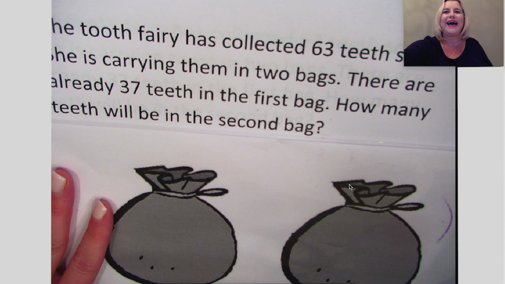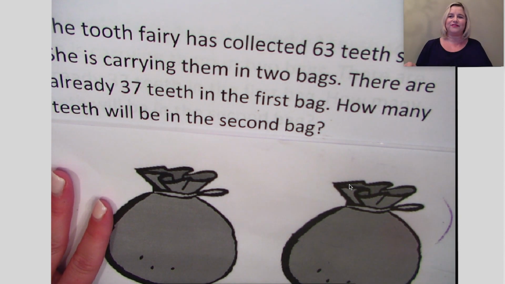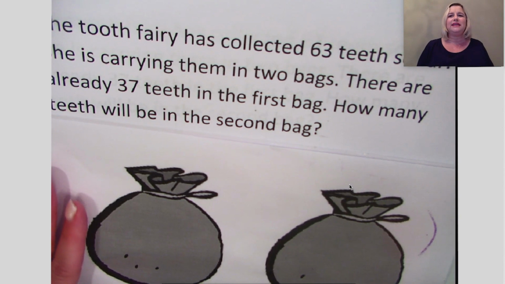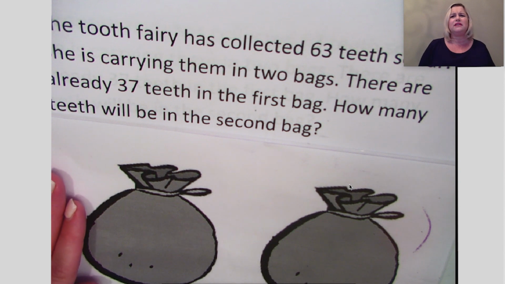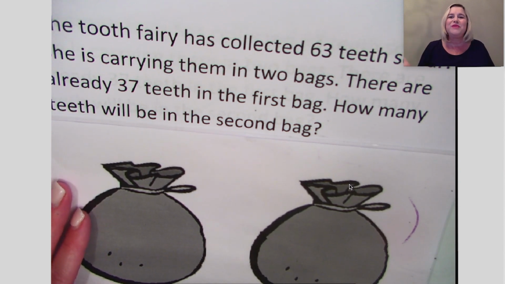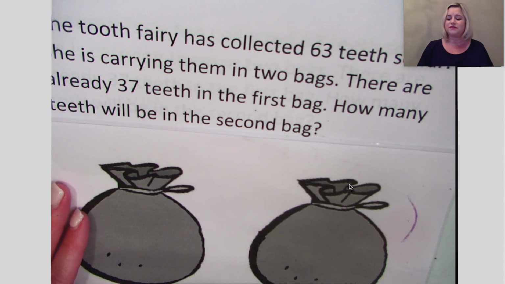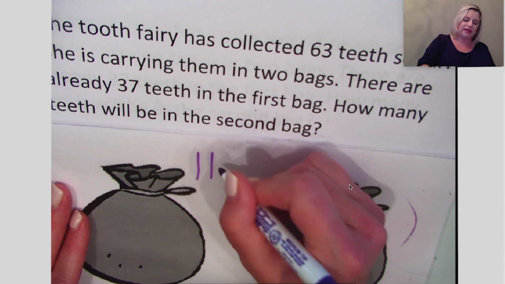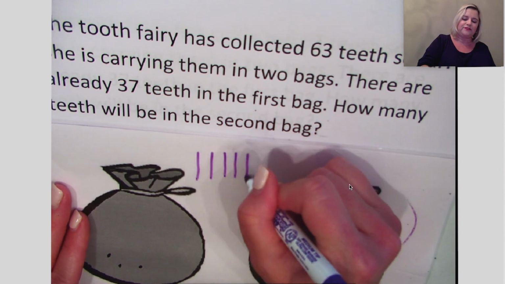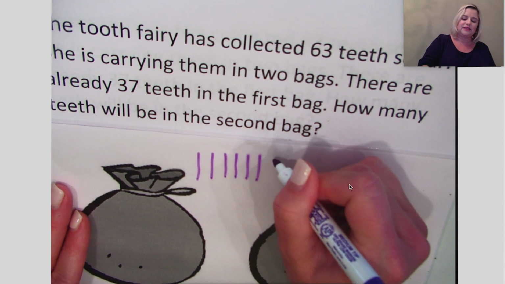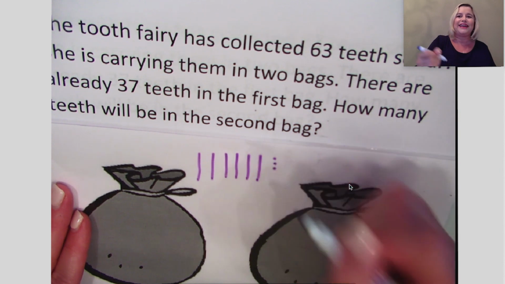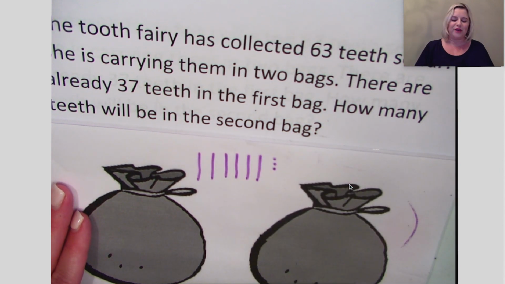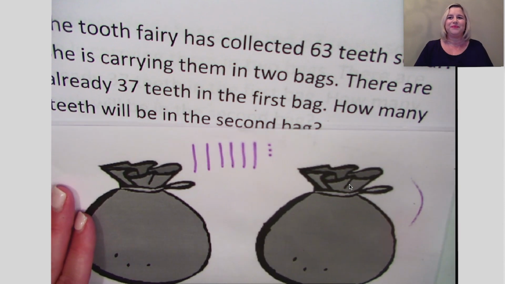Hold up your bags. Oh, they look lovely. So how many teeth did the Tooth Fairy collect? Say the number out loud. 63, wonderful. Draw the total number of teeth at the top of the bags. 10, 20, 30, 40, 50, 60, 61, 62, 63. Way to go. Hold it up and let me see.